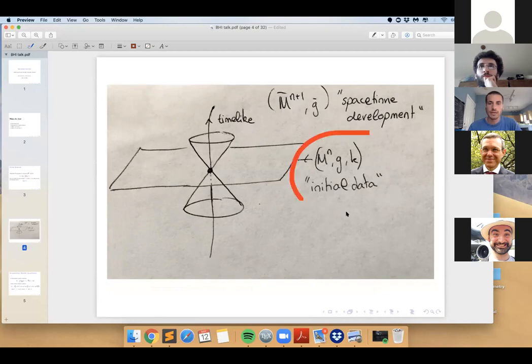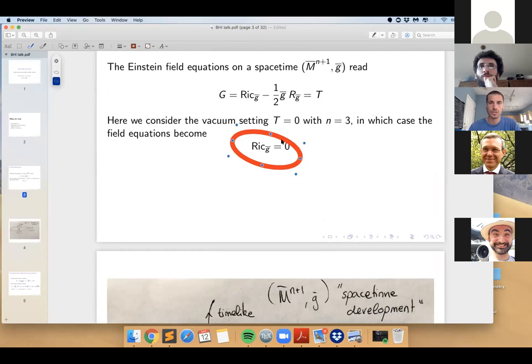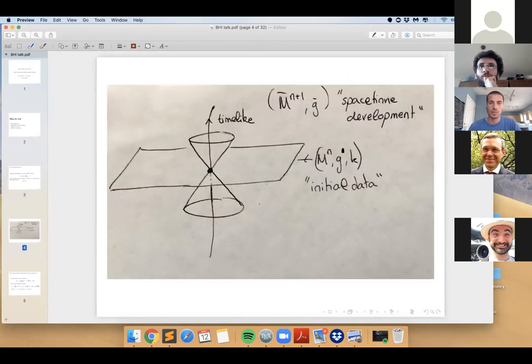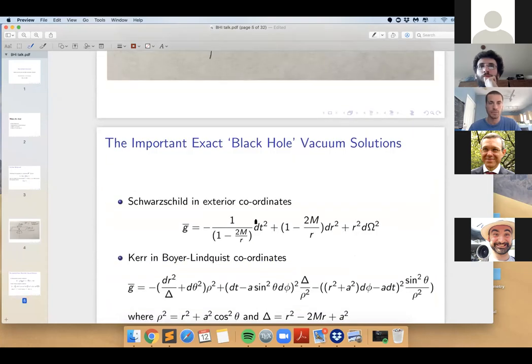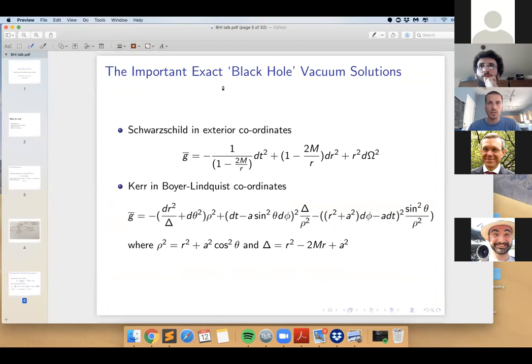I'm thinking really of initial data sets here. And the space-time development they create by Cauchy evolution according to these equations, okay? So this is what I mean by initial data. This is what I mean by space-time development, and then I've got my light cone, a nice, beautiful little time-like curve flowing through. So what are the important black hole solutions? Well, the Kerr and the Schwarzschild solution are kind of the ones we model black holes on. So these are the expressions for the metrics in certain coordinates.